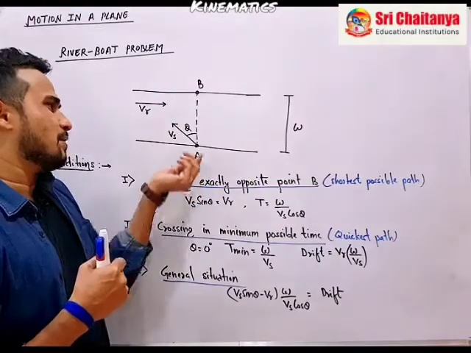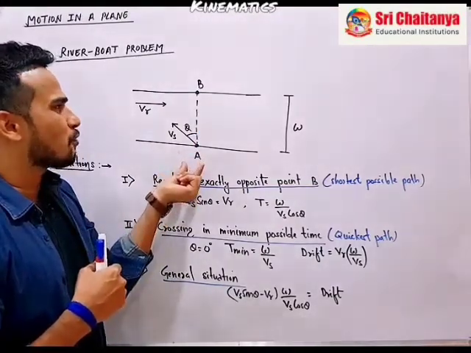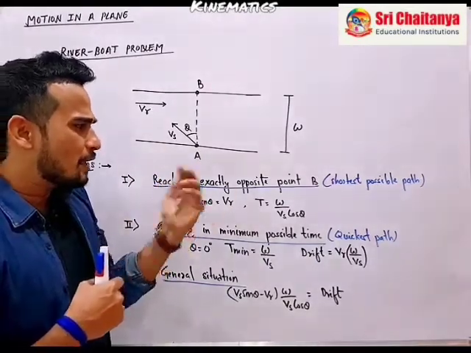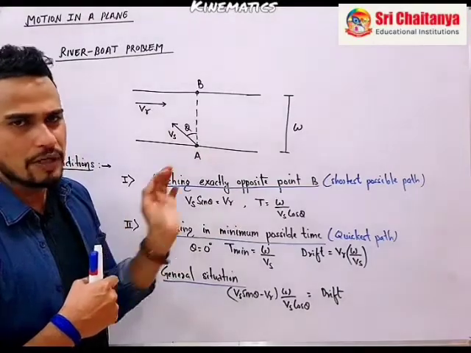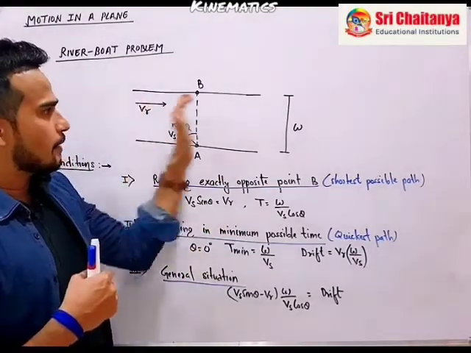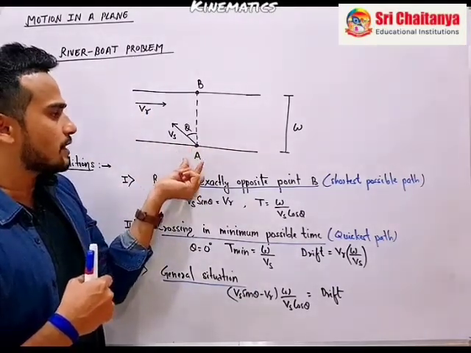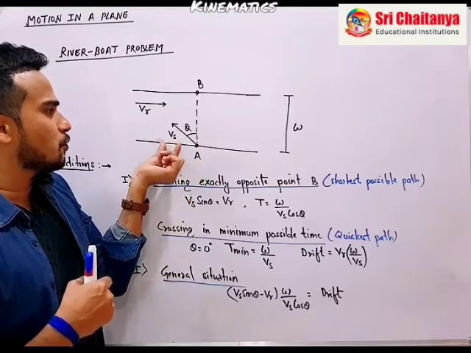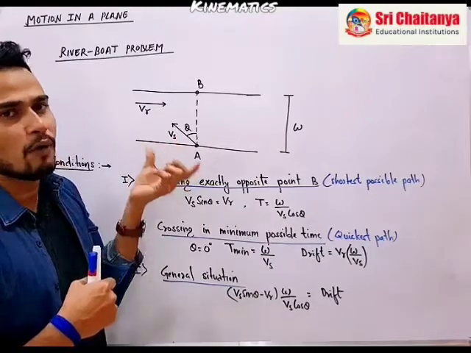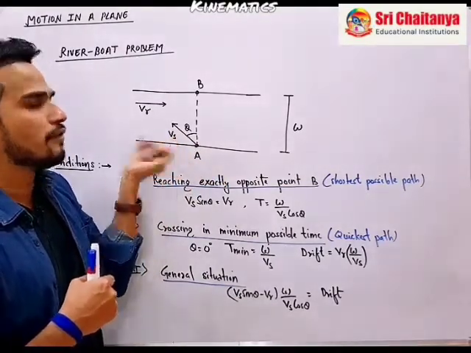One condition may be that the swimmer has to reach exactly the opposite point. Another condition, the swimmer has to cross the river in minimum possible time. So we'll be studying what the conditions for these situations are. As you can see in the diagram, there is a river flowing with speed Vr. There is a swimmer waiting on one side of the river, and the speed of the swimmer is Vs, that is, the speed of the swimmer with respect to still water. It means if water is not flowing, then the speed of the swimmer will be Vs.